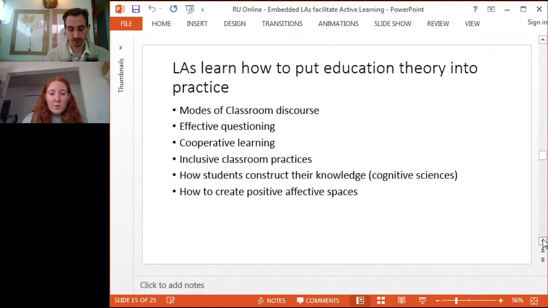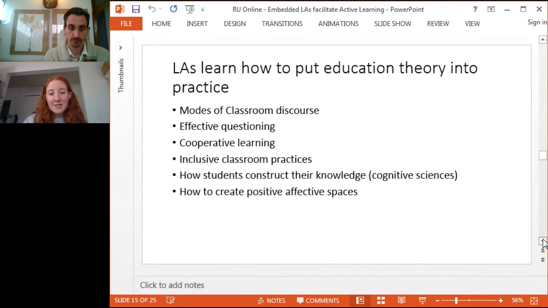There's also a focus on inclusive classroom practices. So we walk them through universal design of learning, through microaggressions. What does it mean to address the various needs of the diverse learners who they're encountering while they're in their sessions with students? How we also focus with them on how students construct their knowledge.